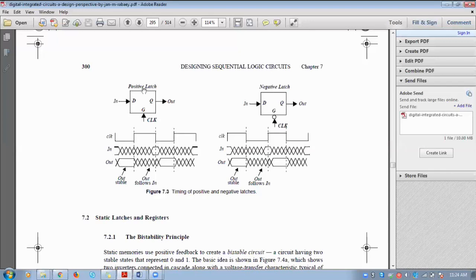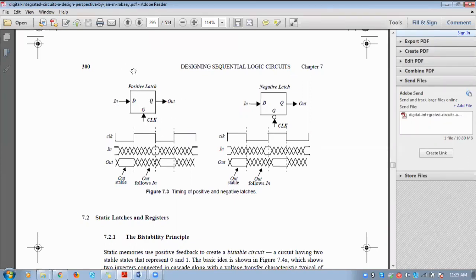Positive latch and negative latch. A positive latch triggers for level 1, the positive level, and a negative latch triggers for logic 0, that is the negative level. What this triggering means is that a positive latch will provide the output as whatever we are applying as input when clock equals 1. That is known as a positive latch. In this time, the latch acts as a transparent one, so whatever we are applying at the input will appear at the output. That is known as transparent mode.